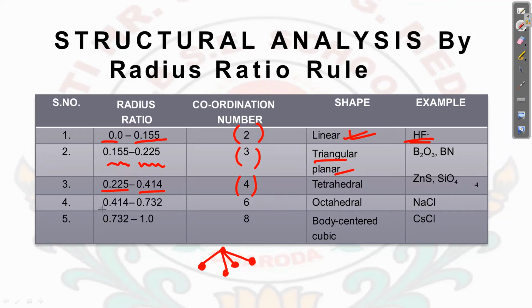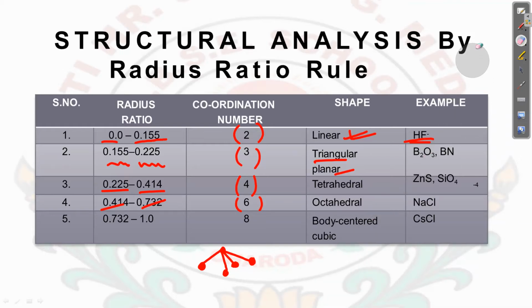Next, 0.414 to 0.732. Here the coordination number will be 6. It is an octahedral shape, like this: 1, 2, 3, 4, 1, 2, 3, 4. This is the octahedral shape, where 6 atoms will be connected to the single central atom, like this. Okay, this is the octahedral shape here.